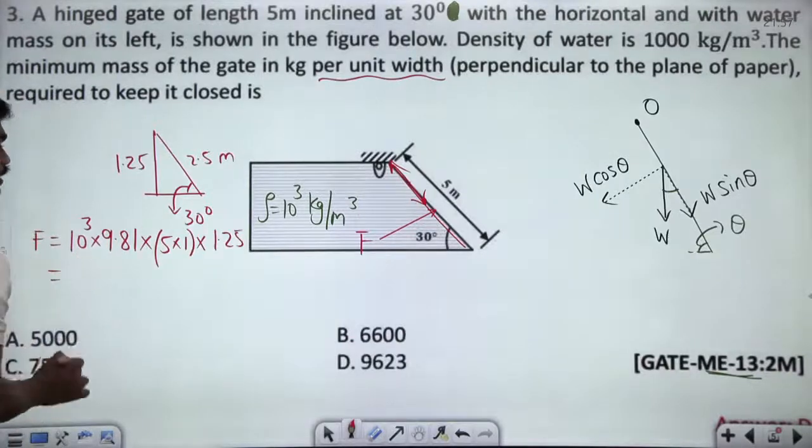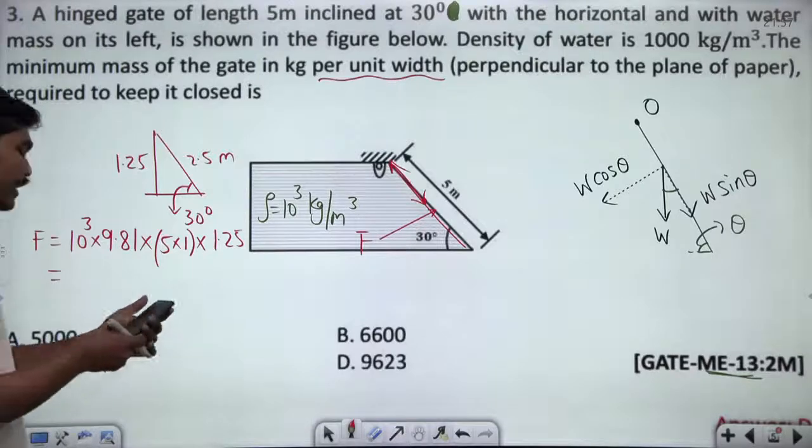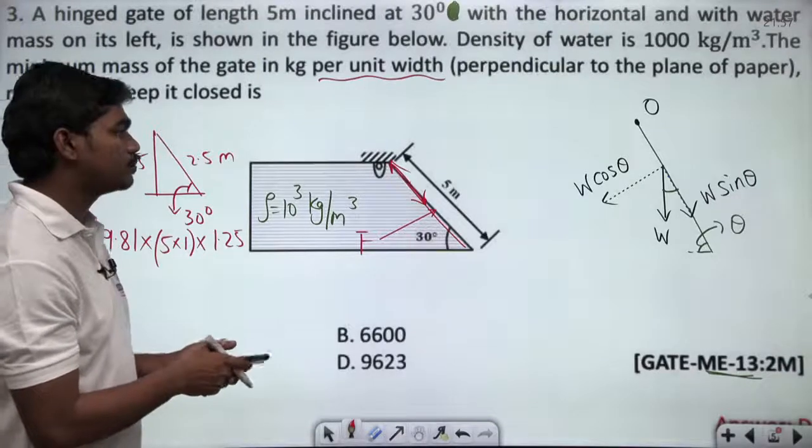So these many newtons. Let us see what is the value. 5 into 1.25 is 6.25 basically. 6.25 into 9.81 into 10 cube.